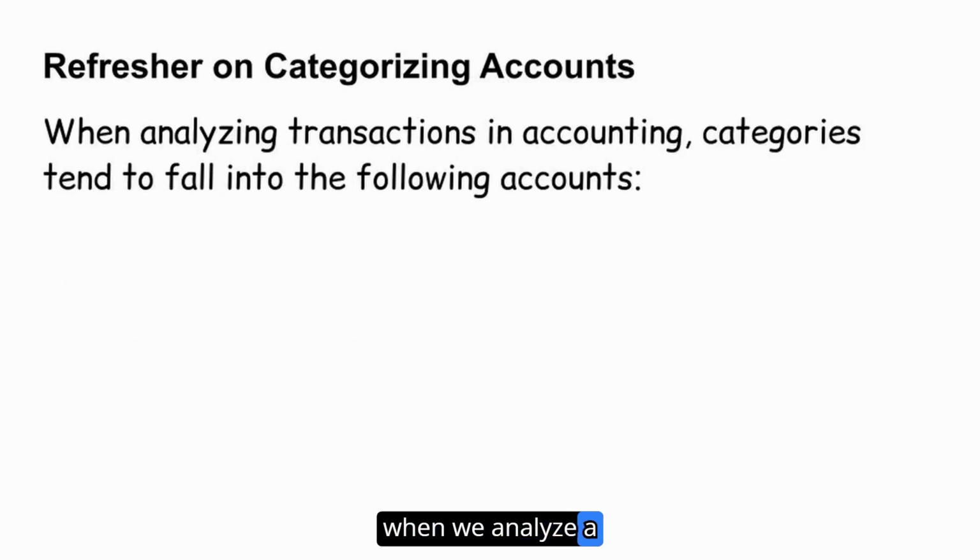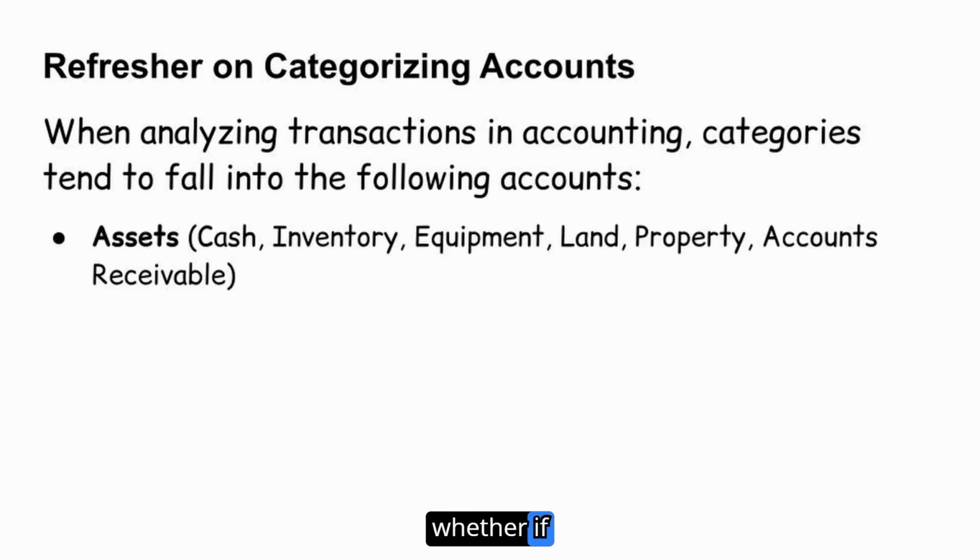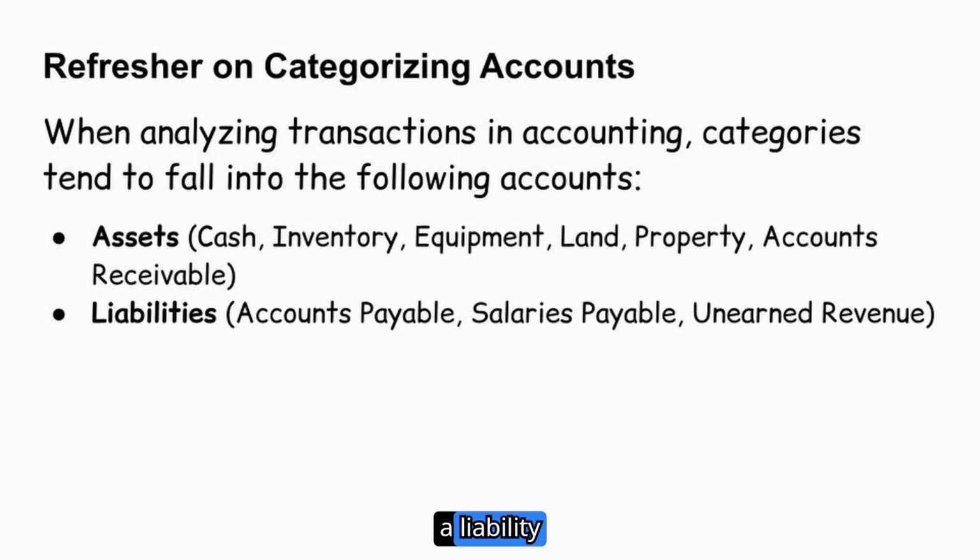First, when we analyze a transaction, we want to determine what exactly is involved. We want to determine whether it's an asset, and if yes, what specific account of assets, such as cash, equipment, supplies, accounts receivable, etc. Or we want to determine whether there's a liability involved, whether we're in debt to someone or we're promising to pay someone back later. If the answer is yes, the account will typically fall under accounts payable, but it can also be more specific, such as wages payable or notes payable.